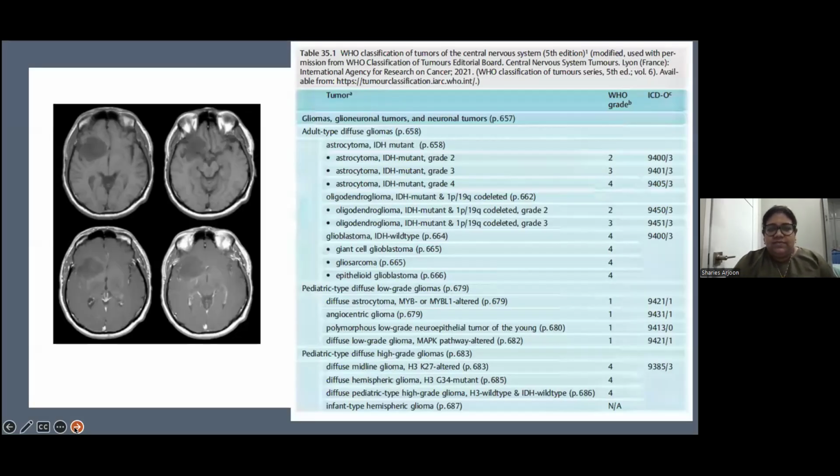So, going into the classification groups, with regards to gliomas, glioneuronal tumors, and neuronal tumors, the diffuse gliomas were separated into adult and pediatric diffuse gliomas, and the pediatric types were further divided into pediatric-type diffuse low-grade gliomas and pediatric-type high-grade gliomas. Adult-type diffuse gliomas were divided into astrocytomas, IDH-mutant, with grades up to 4; oligodendrogliomas, IDH-mutant and 1p/19q co-deleted, again up to grade 4; and glioblastoma, IDH-wildtype, with giant cell glioblastomas, gliosarcomas, and epithelioid glioblastoma.